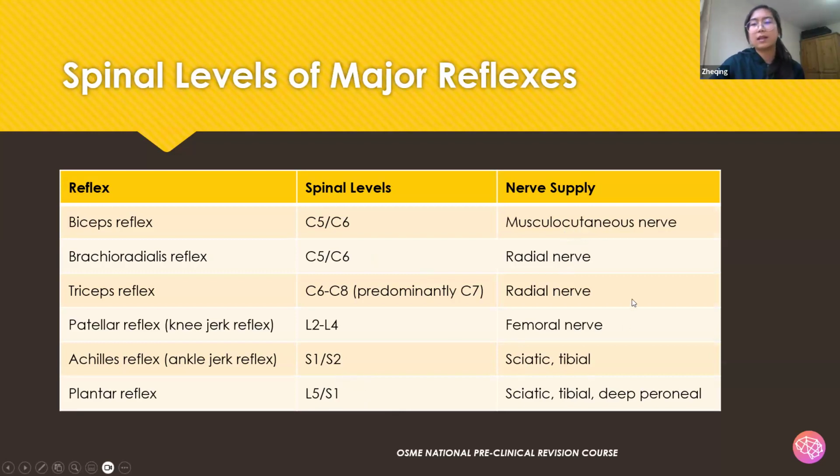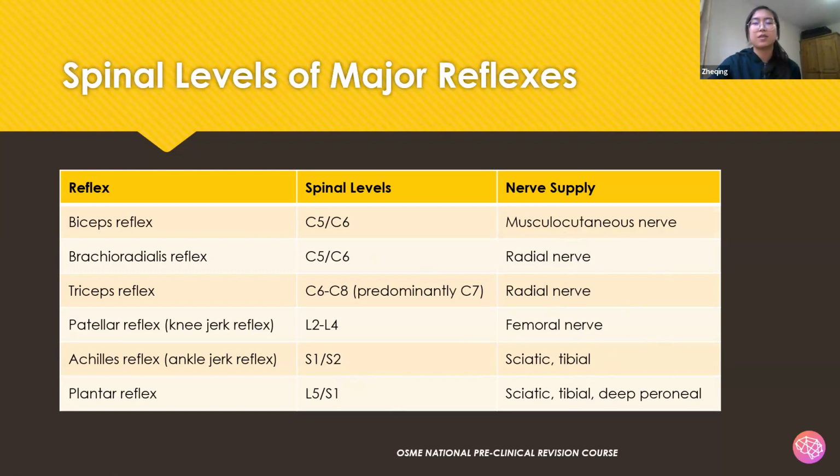So then I also listed the nerve supply, which I think you probably learned in first year as well. So you probably remember which nerves innervate which parts of the muscle. So if you think about the muscles, then you'll know which nerve is innervating these reflexes.